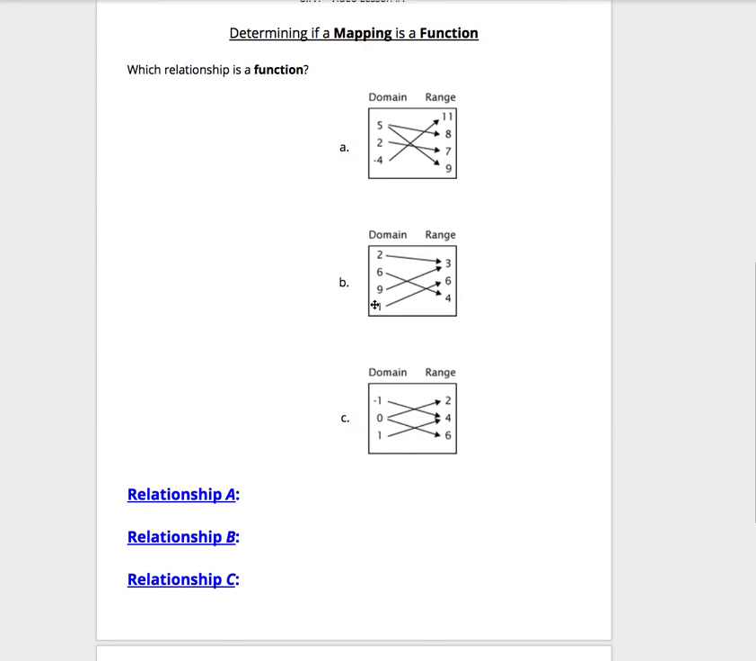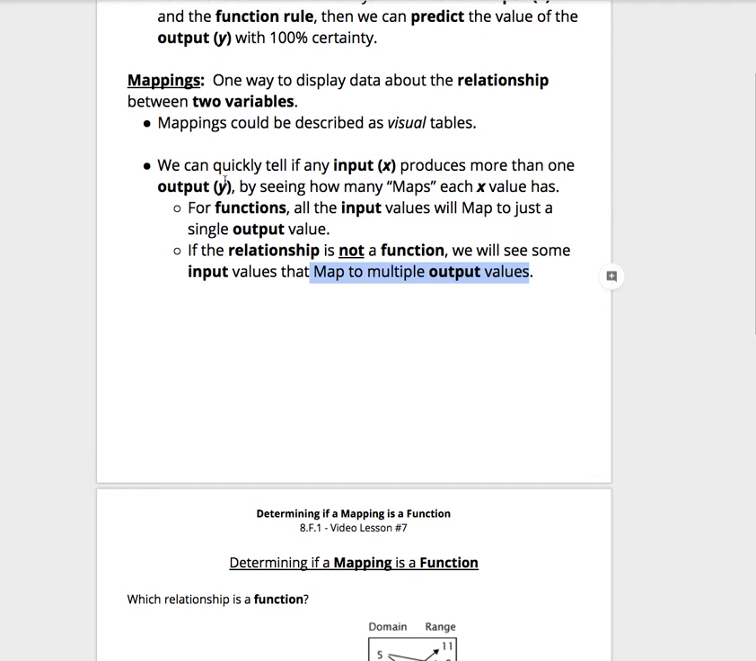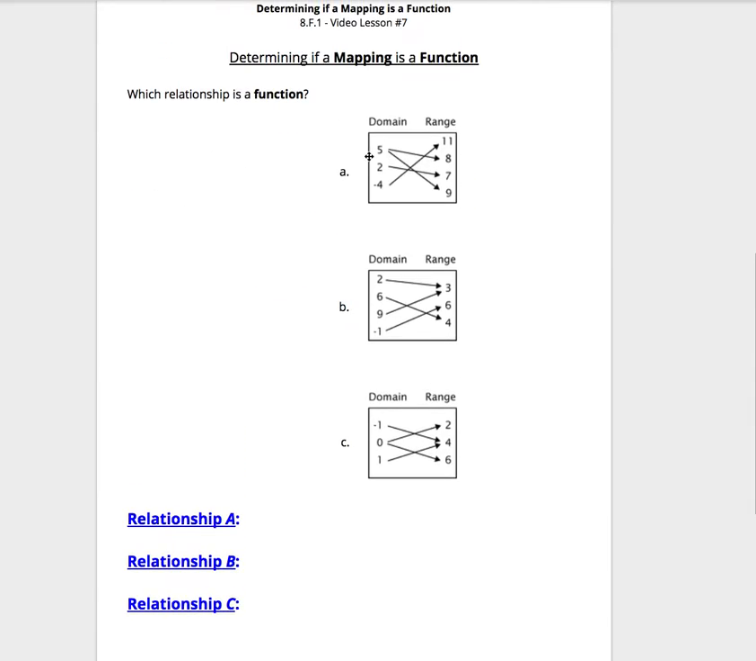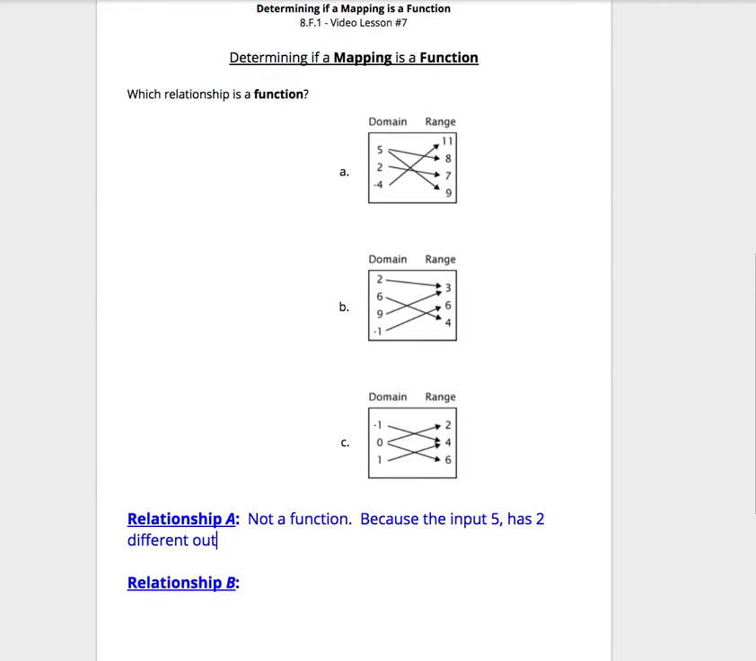Welcome back. If we remember our test to look at how many maps each of these relationships has from each input, we'd see for A that the first input, or 5, maps to two different outputs. It maps to 8 and it maps to 9. That tells us this x value of 5 has two possible outputs, an 8 or 9. At that point, we know relationship A is not a function because the input 5 has two different outputs.